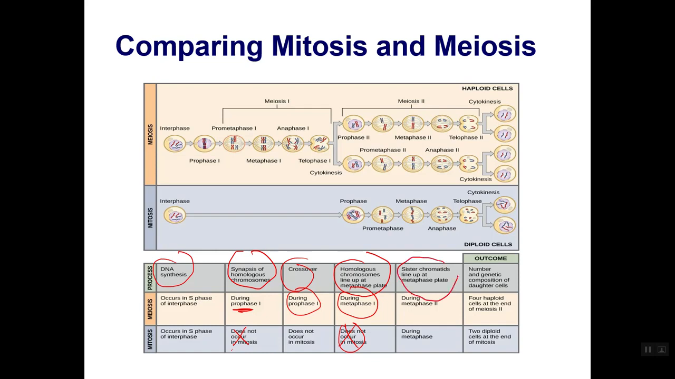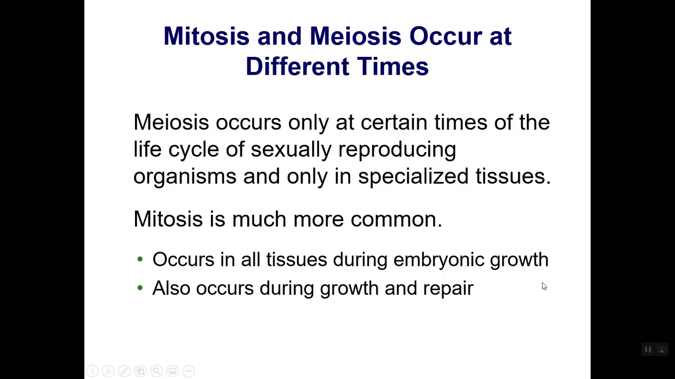Now, sister chromatids line up at the metaphase plate. That happens in metaphase 2 of meiosis and occurs in just regular old metaphase in mitosis. And the outcomes of these processes are different. 4 haploid cells at the end of meiosis 2 versus 2 diploid cells at the end of mitosis. Okay. Now, something else to know is that mitosis and meiosis occur at different times.